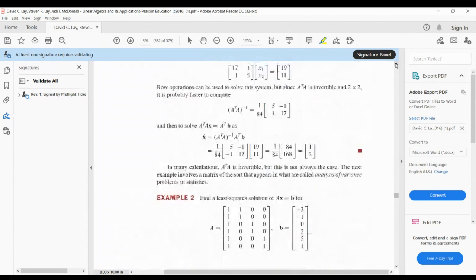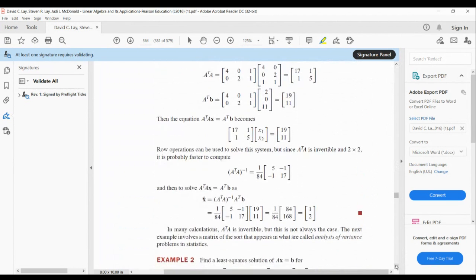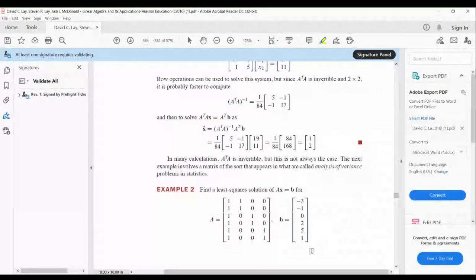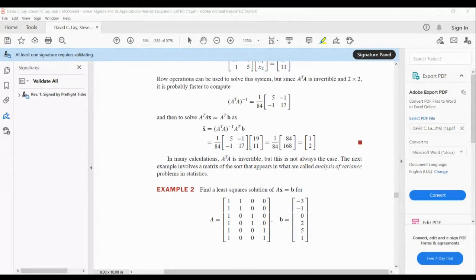So let me go up here. Second example, they want you to find a least squares solution of Ax = b for this matrix A and this vector b. Why are the columns of the matrix A linearly dependent? Why is that true?